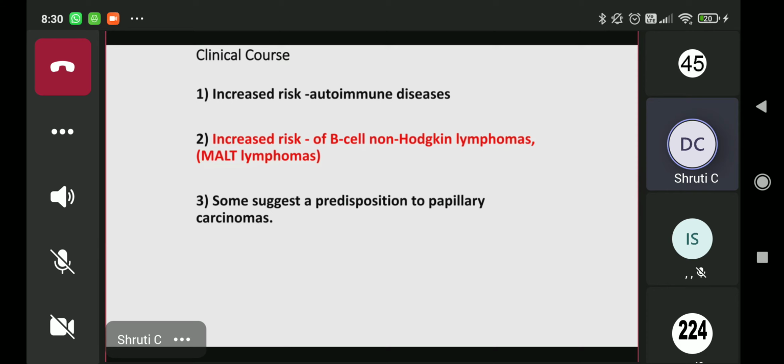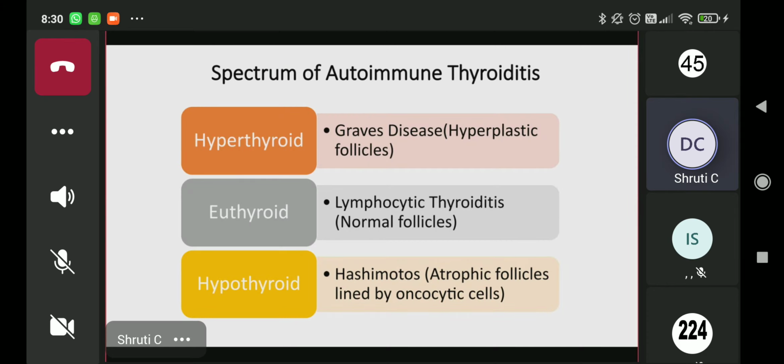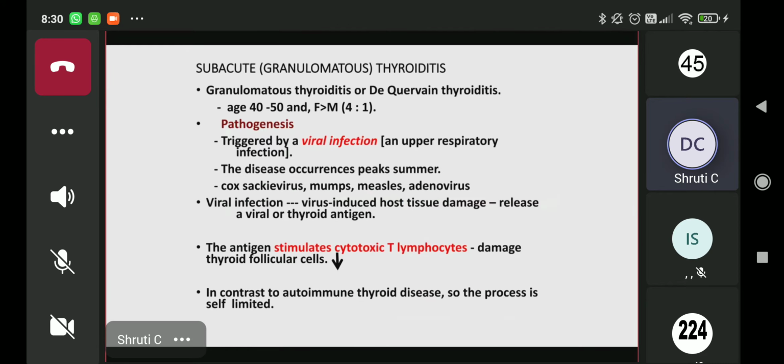This is also important. Okay, so basically, this is a spectrum. In Graves' disease, you're seeing hyperthyroidism. In lymphocytic thyroiditis, it can be euthyroid, and in Hashimoto's, there's transient thyrotoxicosis, but later on, hypothyroidism supervenes. Okay, then coming to subacute thyroiditis, which is also a cause of thyrotoxicosis without hyperthyroidism.